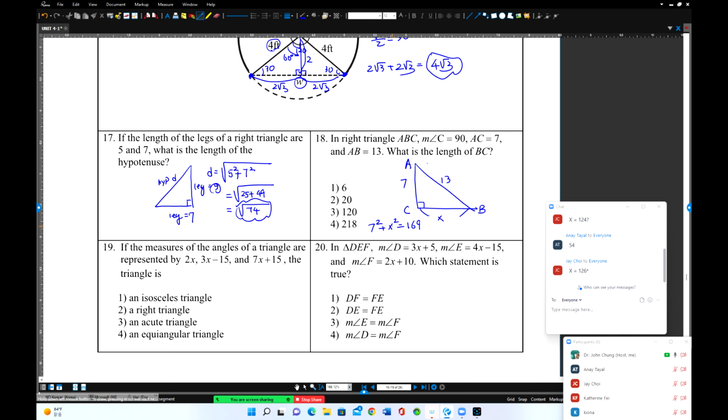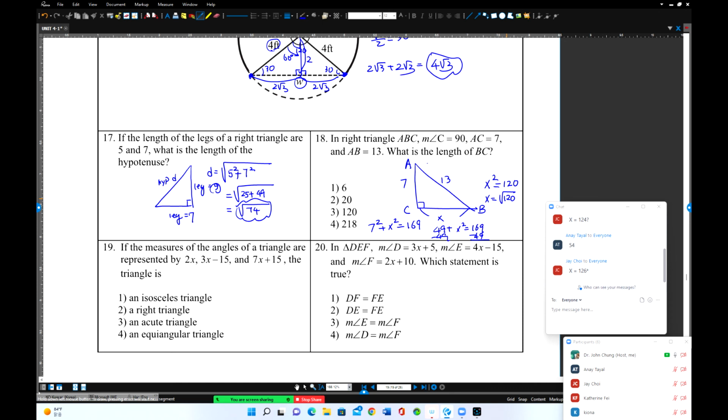7 squared is 49. 49 plus x squared equals 169. x squared is how much? Minus 49, minus 49, right? 120. What is the length of this one? Square root of 120, right? x equals the square root of 120.